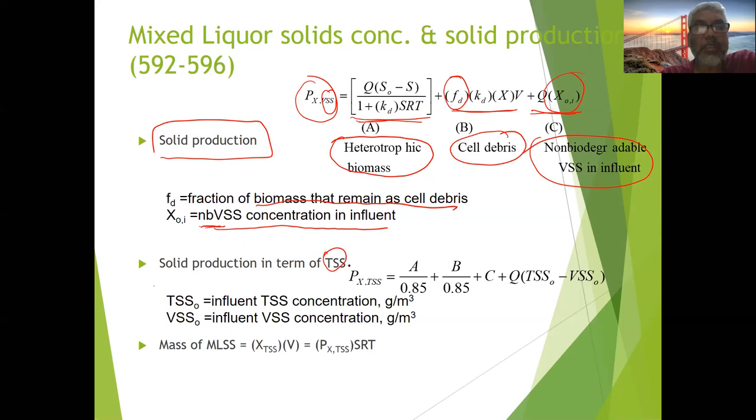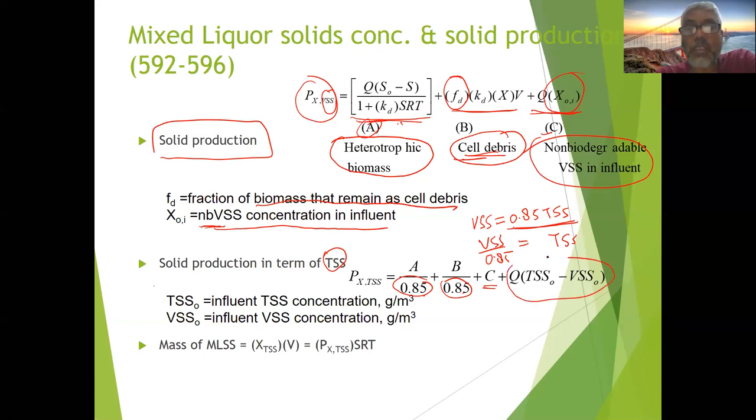Now this is in terms of VSS. If we consider it in terms of TSS, then we have to divide these terms A and B by 0.85 or 0.8. In your book it is 0.85. It means that VSS is equal to 0.85 TSS. So if you measure the TSS of a mixed liquor, 85% of that TSS will be volatile. So to calculate TSS, TSS will be VSS divided by 0.85. So we divide term A by 0.85 because it is related to heterotrophic biomass, and term B also by 0.85 because it is related to cell debris, but not C, because C is coming in from the front, so we don't have to divide it by anything.